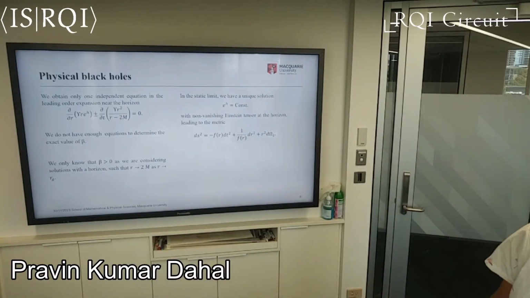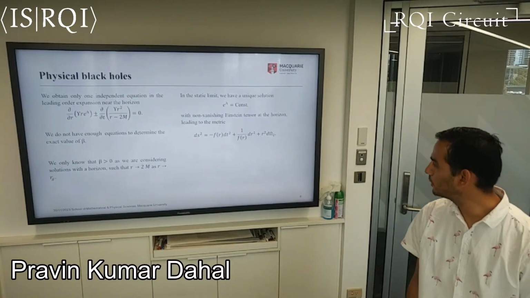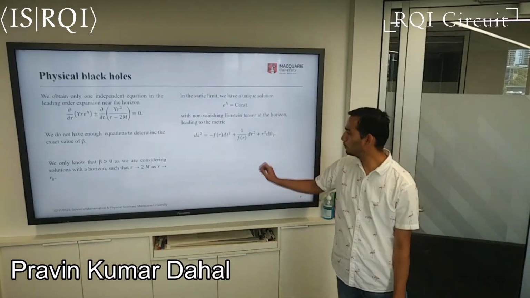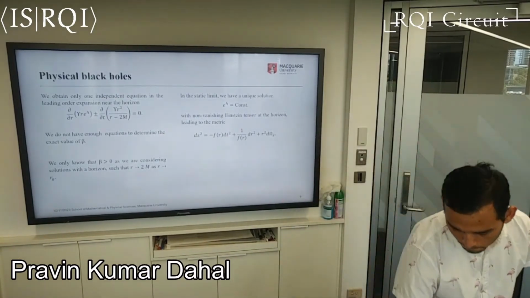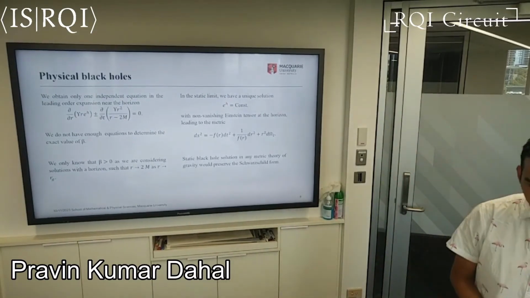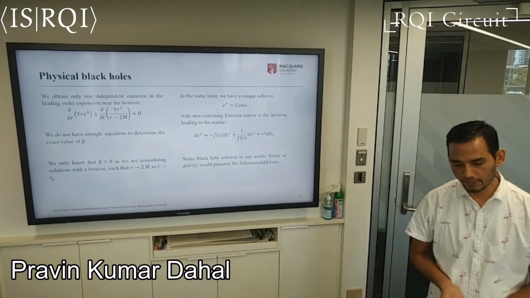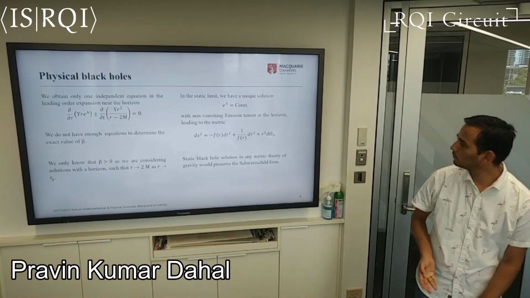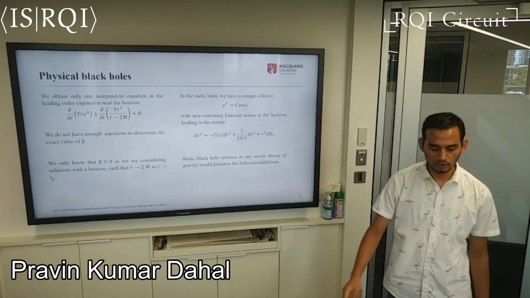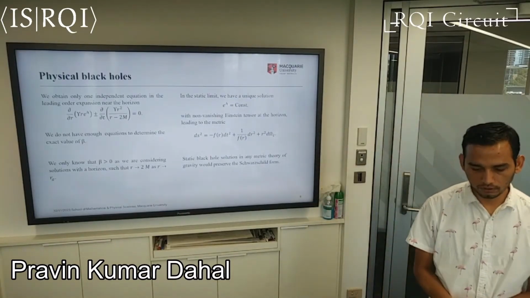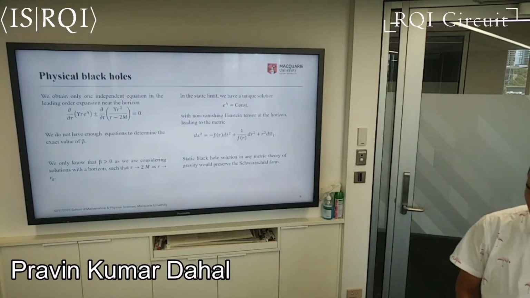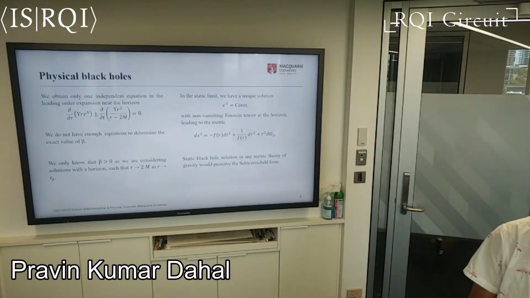And if we impose the static limit on these differential equations, we have these specific solutions. A static black hole solution in any metric theory of gravity should preserve the Schwarzschild form. So it should be written in this form, otherwise it would be inconsistent with the Bianchi identity and the assumption of regularity of curvature invariants.